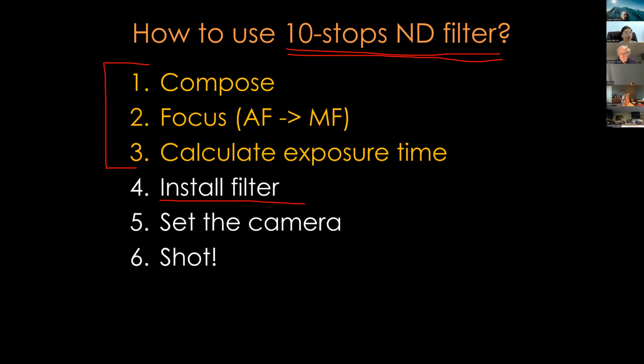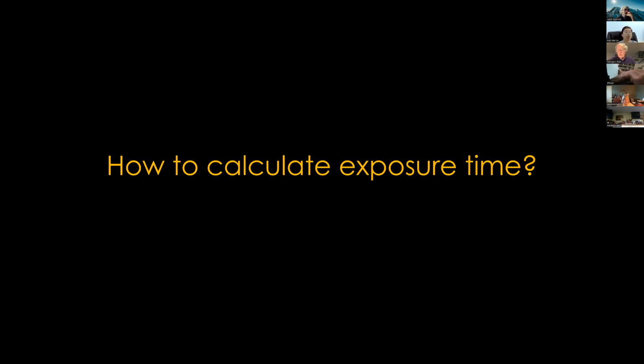First, compose your image: put your camera on a tripod, compose your image, and then lock the tripod. Once you have composed your image, focus. You can do the autofocus and then switch to manual focus to lock the focus. And then you have to calculate the exposure time. How to calculate the exposure time, I'm going to talk about in the next few slides. Once you are done with steps 1, 2, 3 here, then you install the filter and set the camera to shoot.